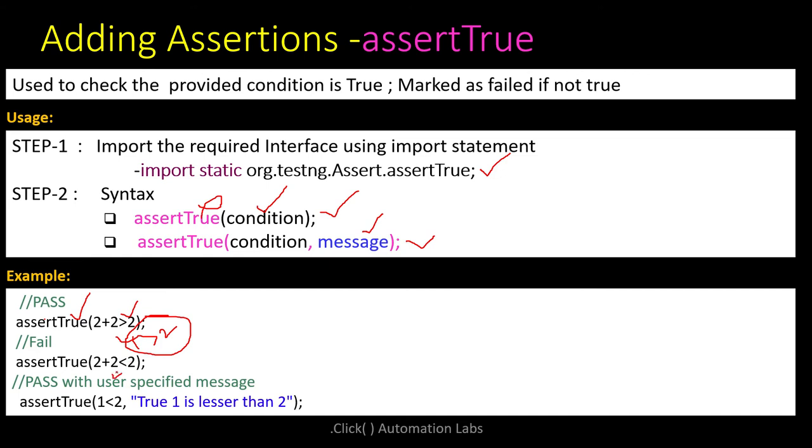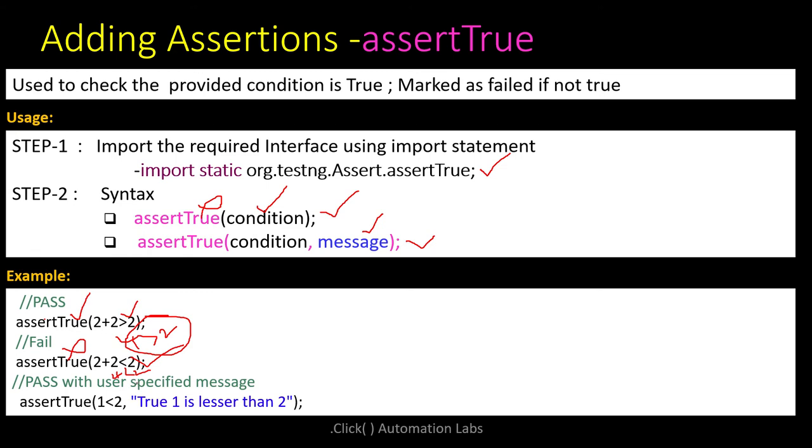2 plus 2 means 4. Is 4 less than 2? No, but I am saying make sure this should be true. So then this assert gets failed, and the failure will be marked in the execution report, meaning the TestNG report will mark it as failed.